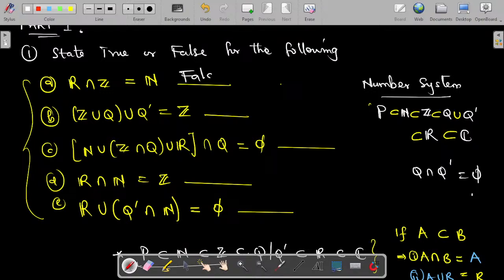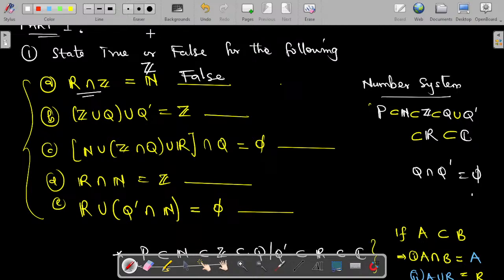So the question is, what is it supposed to be? It's actually supposed to be Z, because Z is inside R. In fact, Z is inside Q and Q is inside R. So it's actually smaller than R. So this answer is false. This particular statement has no relationship with N at all. Okay, so we go to the second one.